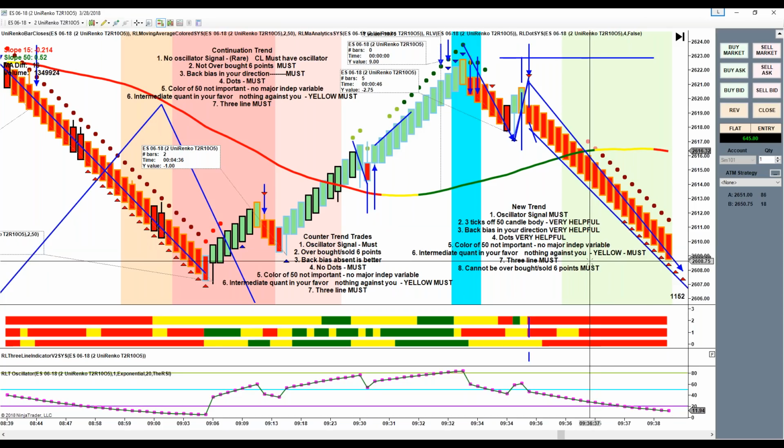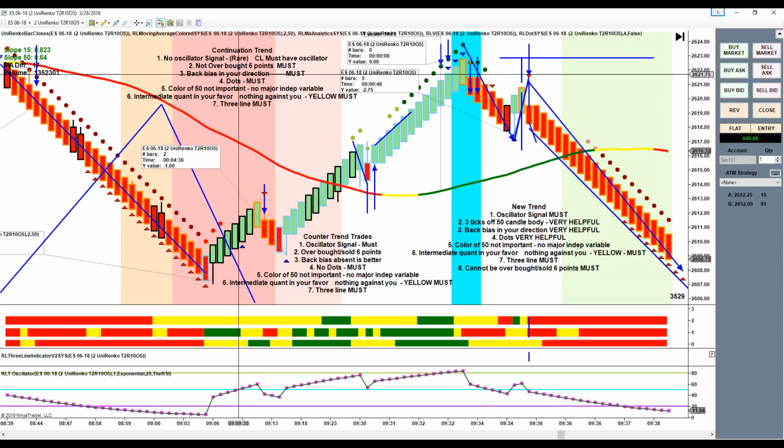Three line, always a must. You don't buy an overbought market or sell an oversold. On a counter trend trade, the oscillator is a must. Again, you don't buy overbought or sell oversold. Background bias absent is better. No dots, a must. You can't trade against the dots. The 60 is not important. And again, intermediate quant and 3 line, a must.